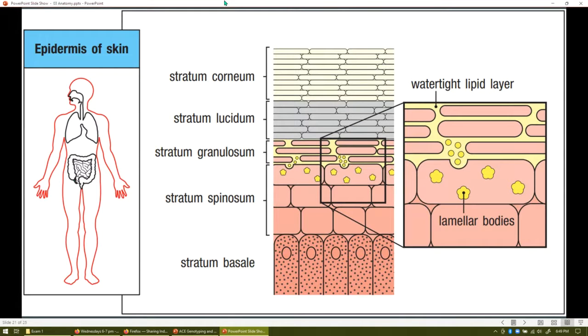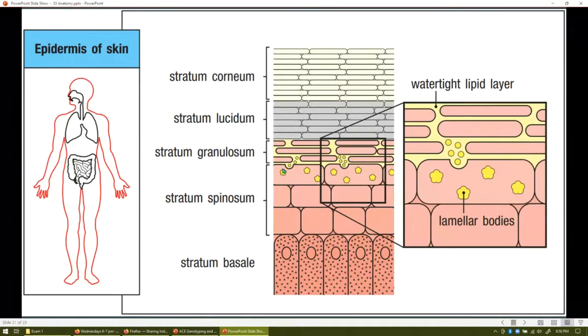So here is another chapter 1 figure, which I kind of don't like, but whatever. The skin is composed of the epidermis, the dermis, and then the, what am I trying to say? The cutaneous tissue, right? And the epidermis has 5 layers. Stratum corneum and lucidum are both composed of epithelial cells linked by tight junctions. However, they're not foolproof. Sometimes they flake off, and in that case, you have a watertight lipid layer in the stratum granulosum of the skin.